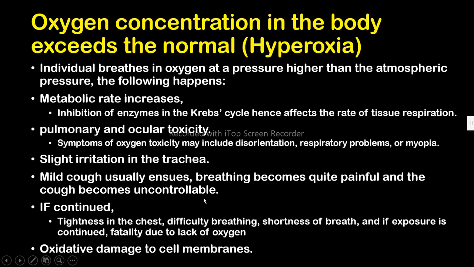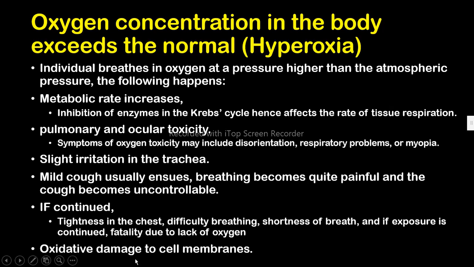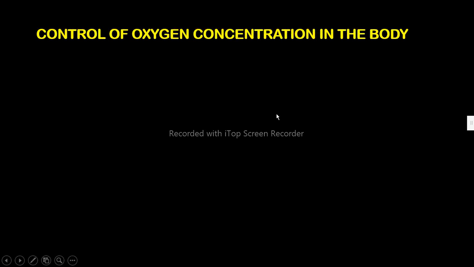Okay? Then if oxygen is too much, it can end up damaging the cell membrane. And if you damage the cell membrane, you oxidize the proteins in the cell membrane, and then you lose the 3D shape of the membrane. Now if you lose the membrane, then what will happen? You lose cells. Okay? So how is it controlled?